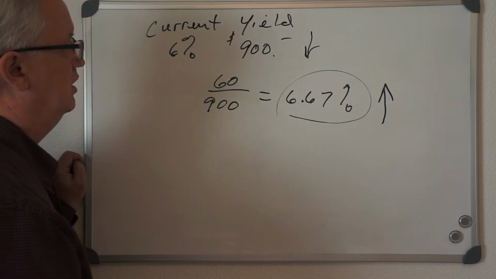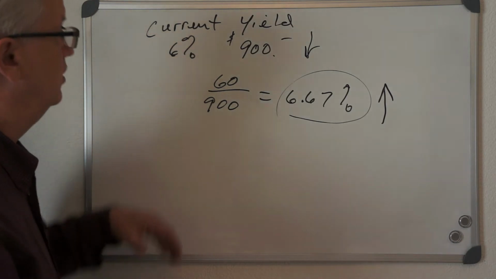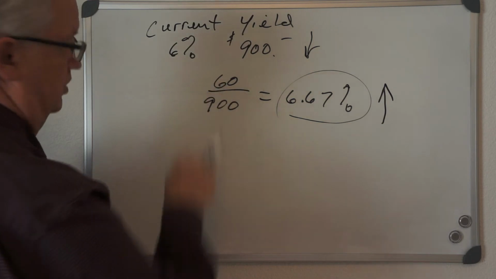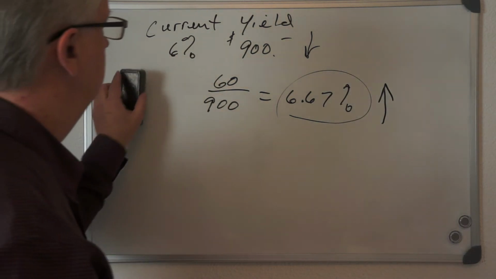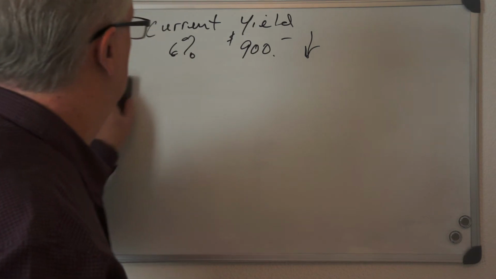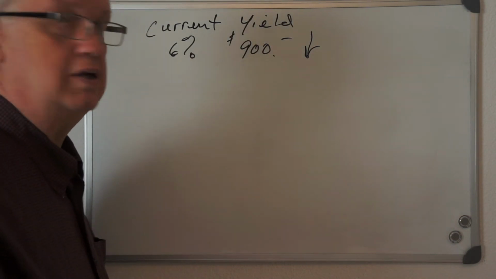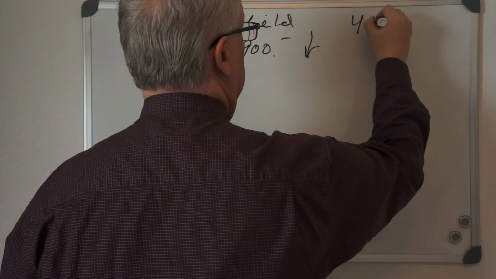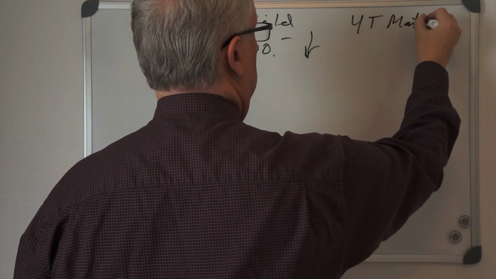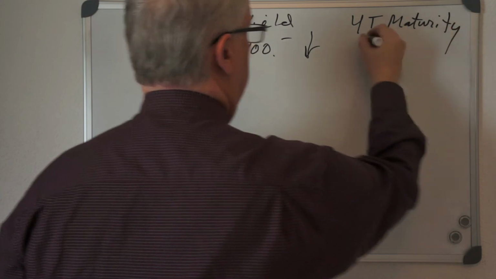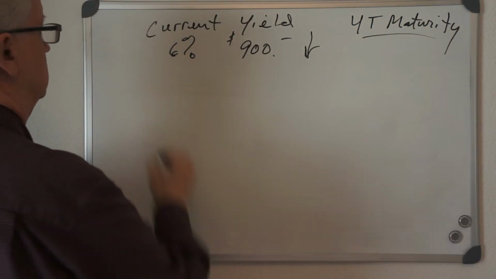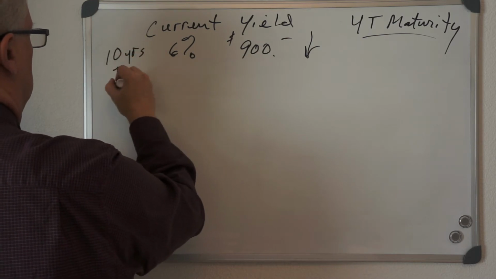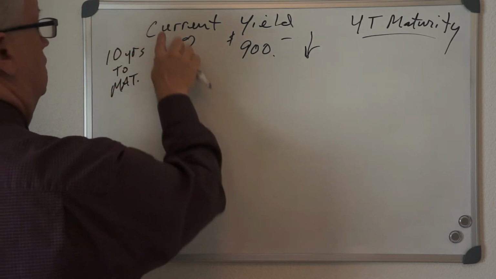Okay? That's current yield. You're taking the current market price of the bond and you're dividing it by the annual interest, which is based on 1,000. Okay? But let's say we need to do yield to maturity. Okay, we need one other thing. We need the maturity. Let's say it's 10 years.